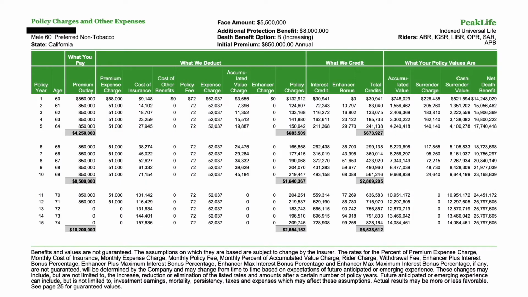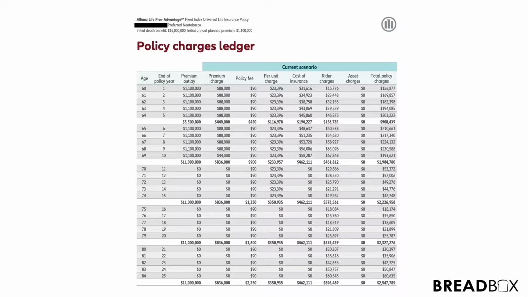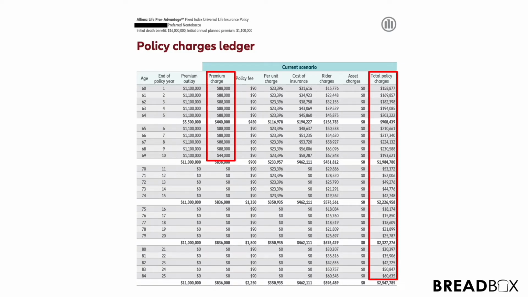Okay, so let's go to National Life Group. Top left-hand corner, you see there policy charges and other expenses. That's the page that you want to go to. And we see the premium expense charge. Those are the premium loads. And then the total policy charges are in this column right here. Okay, this is an Allianz illustration. Again, the premium charge is the premium load charge. And then they also have the total policy charges all totaled up for you already in the far right-hand column.